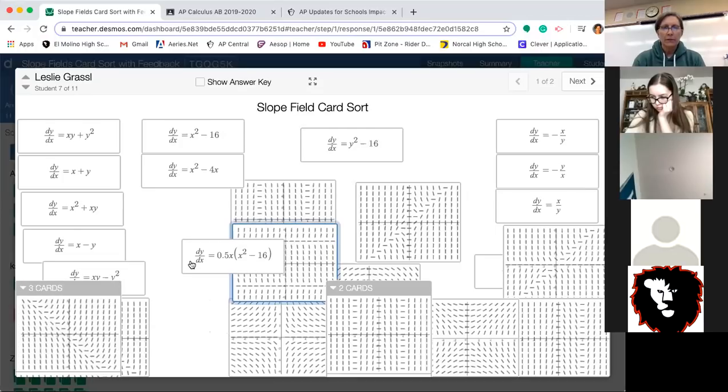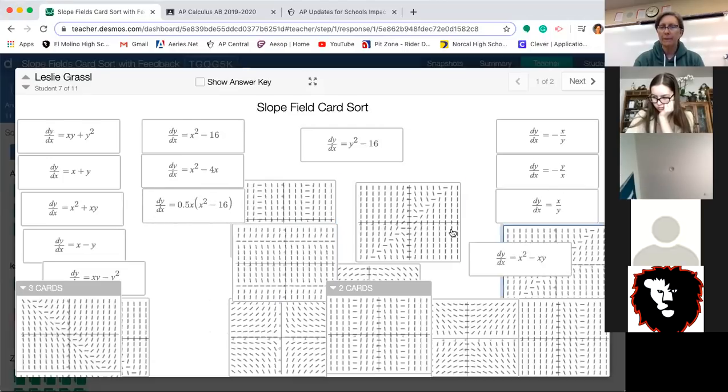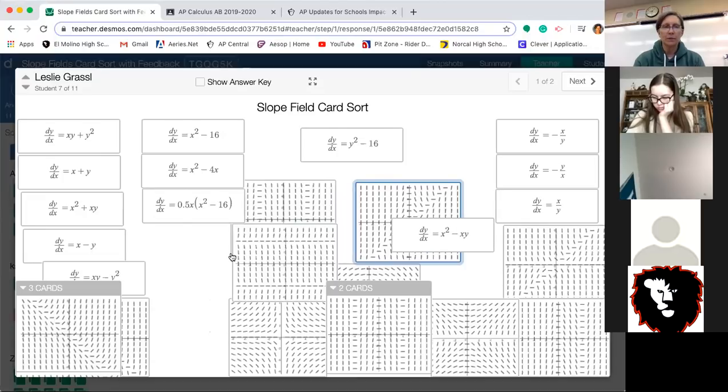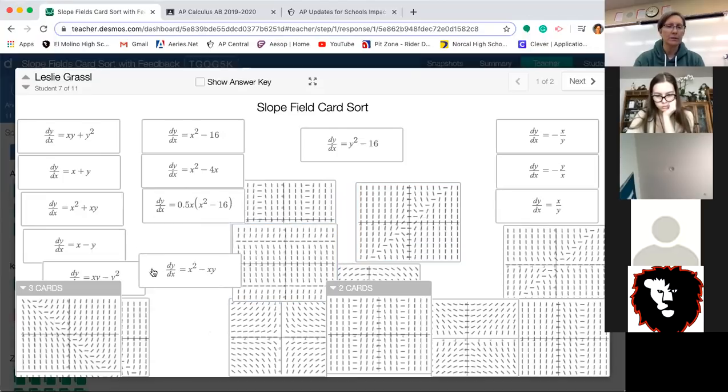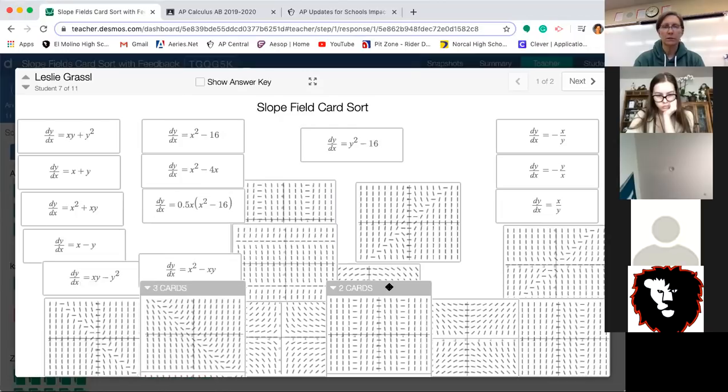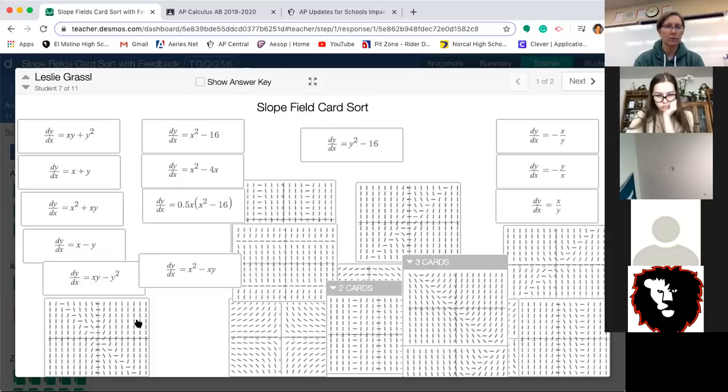And then what do I have over here? Okay, so that one's got just X's in it. So I'm going to group that one here with the ones with just X's. And then this one has X's and Y's like these guys over here. Maybe I'll move these slope fields over here where I have a little more room.